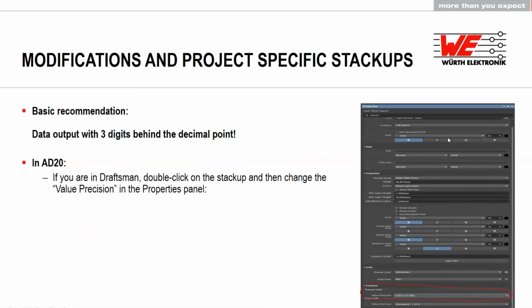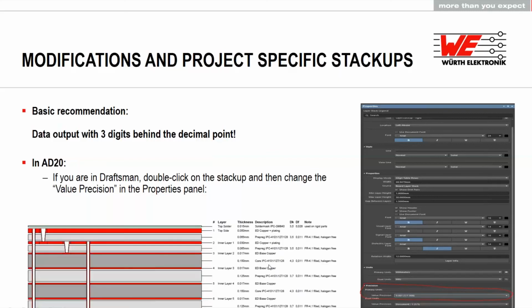So this is a basic recommendation. Please do your data output with 3 digits behind the decimal point. And in Altium Designer 20, this can be done in the properties panel. If you are in Draftsman, double click on the stackup and then change the value precision in the properties panel, as you can see here with the red mark. So if you do that, you will end up with better documentation, as we have it in our standards. You can see here we have 70 micron copper, and we have 15 micron solder mask thickness. So this is more precise and removes problems.